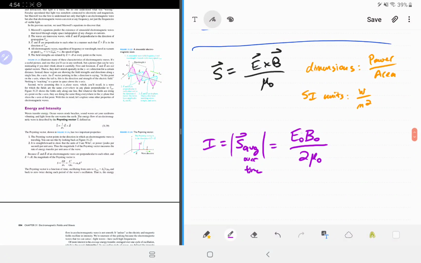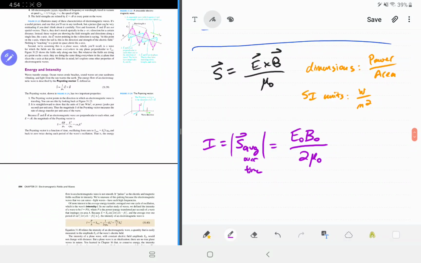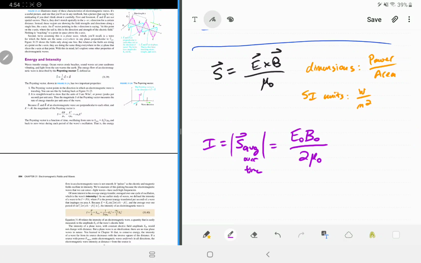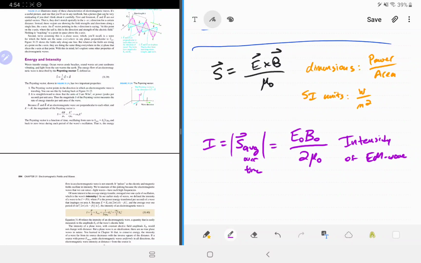So if you plug in the amplitude of the electric field and the amplitude of the magnetic field, and divide by 2, then this is the average intensity. This is the average Poynting vector, or the intensity of the E and M wave. So this tells you how much energy is being transported by an E and M wave, and how it relates to the electric field strength and the magnetic field strength.